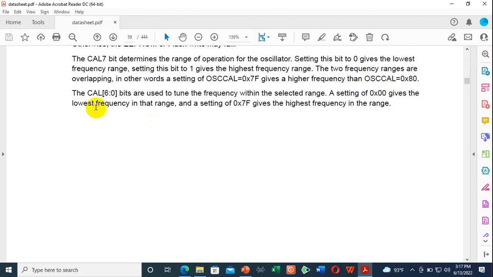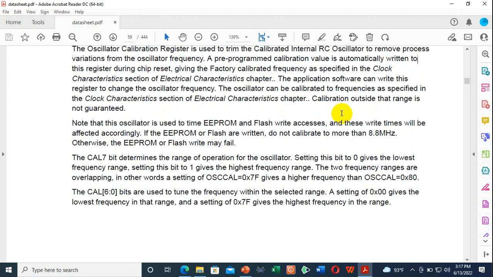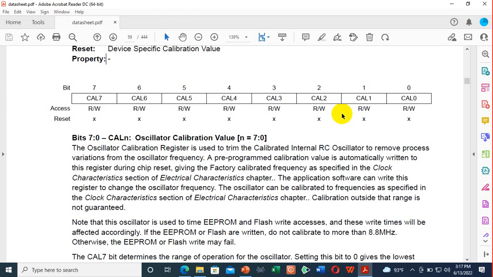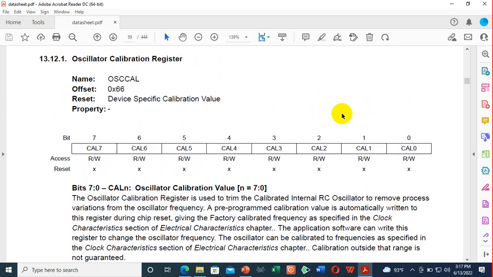Okay, the calibration bits 0 to 6 are used to tune the frequency within the selected range. A setting of 0x00 gives the lowest frequency in the range, and a setting of 0x7f gives the highest frequency in the range. So this is the oscillator calibration register. You can calibrate the oscillator by using this register.